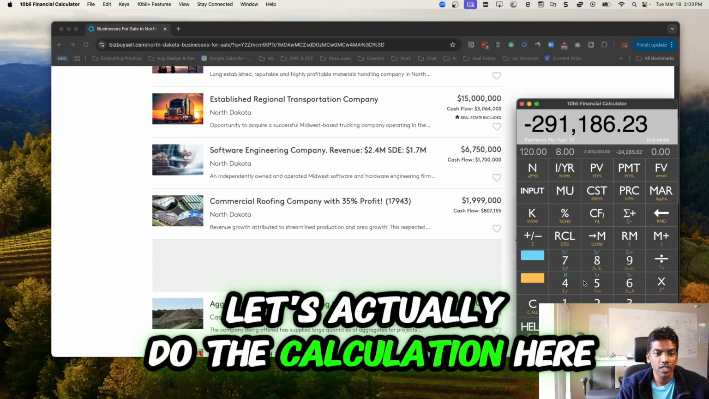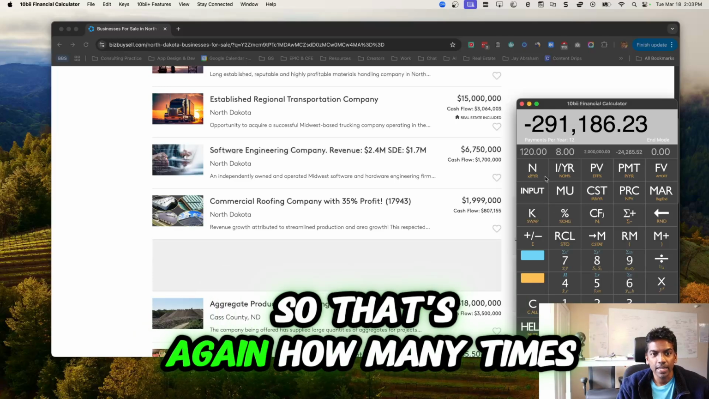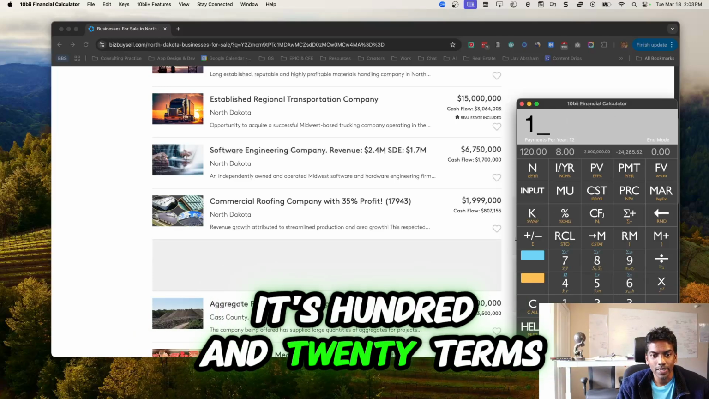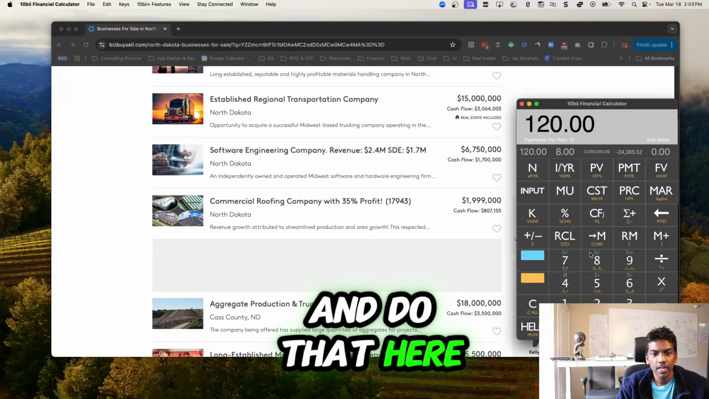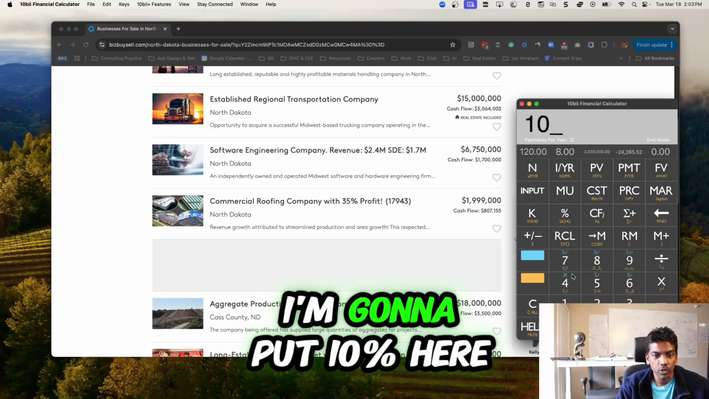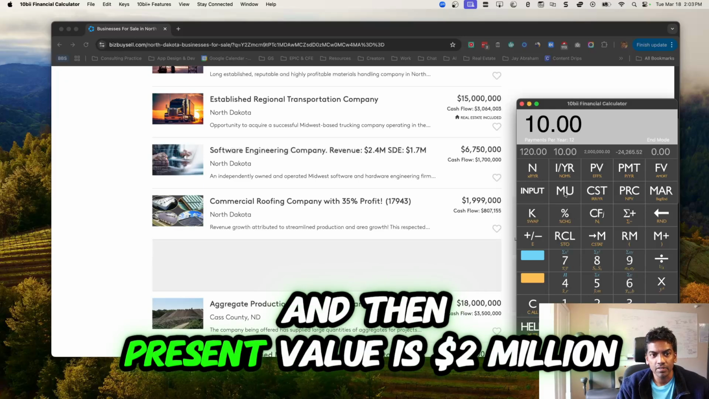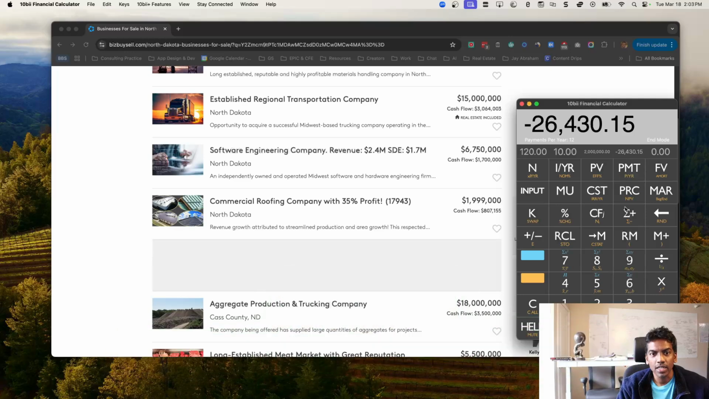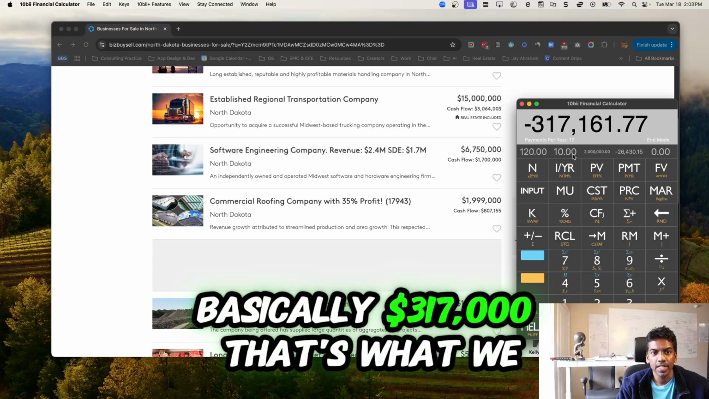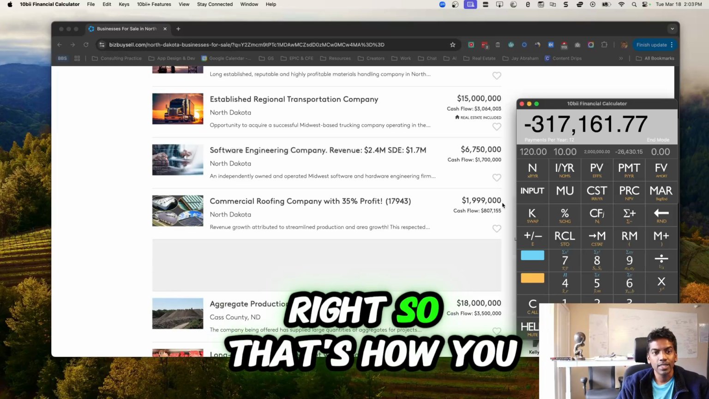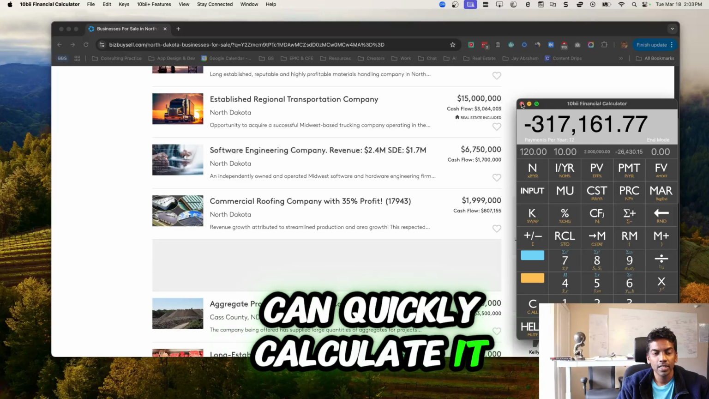Let's actually do the calculation here. Again, how many terms? It's 120 terms. I'm going to do that here. And then 10% loan, right? So I'm going to put 10% here. And then present value is $2 million. Calculate the payment: it's $26,400 per month times 12. It's basically $317,000. That's what we came up to earlier, right? So that's how you can quickly calculate it.